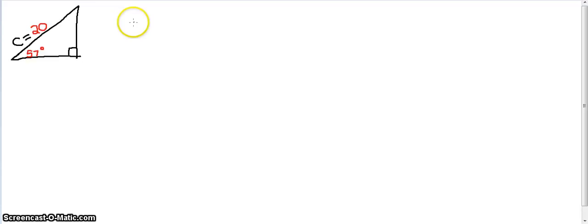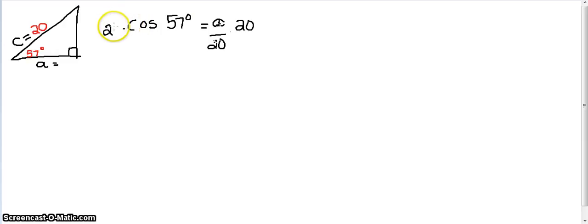So I know this. The cosine of 57 degrees is going to be equal to our adjacent over our hypotenuse. I'm going to make a note that my adjacent side is going to be A. So we'll say this is going to be A over 20. Now I'm going to solve this for A. Since A is divided by 20, to undo division, I'm going to multiply both sides by 20, which is going to cancel out the 20 on the right side.